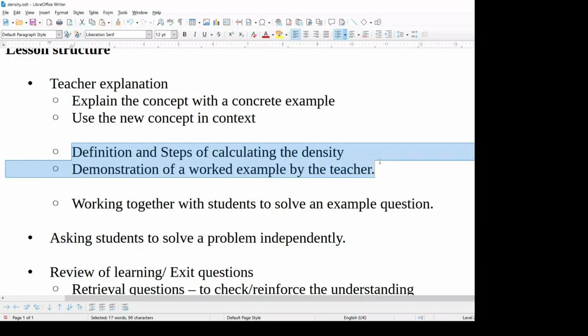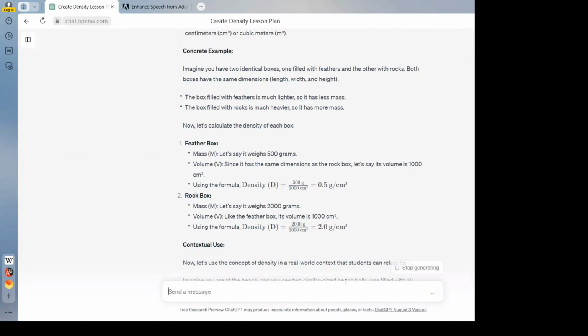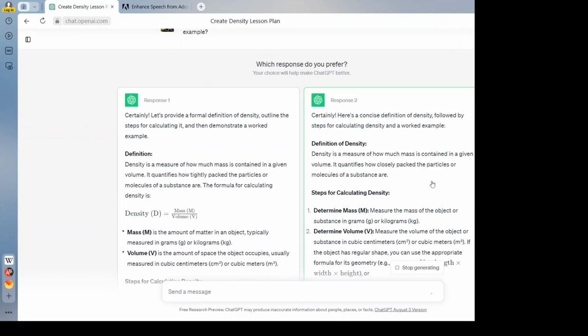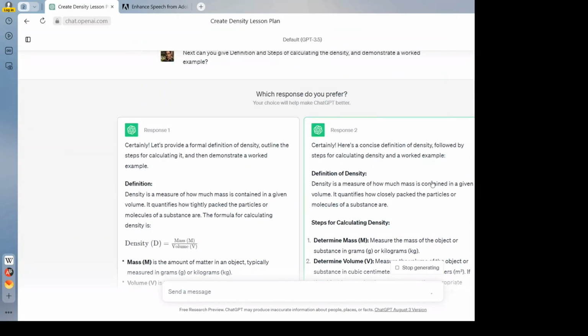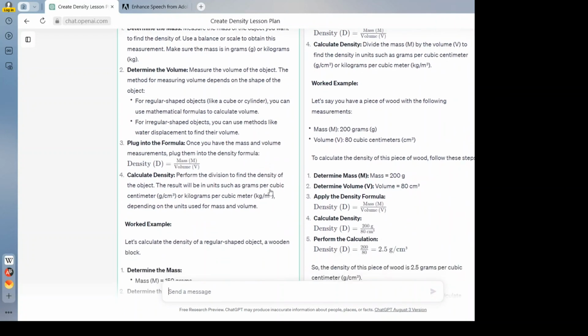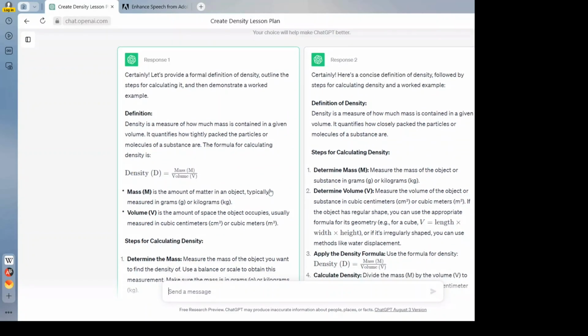Then let us ask for help to do this: the definition of density, steps of calculating the density, and a worked example. We have got two responses at the same time. That's nice.